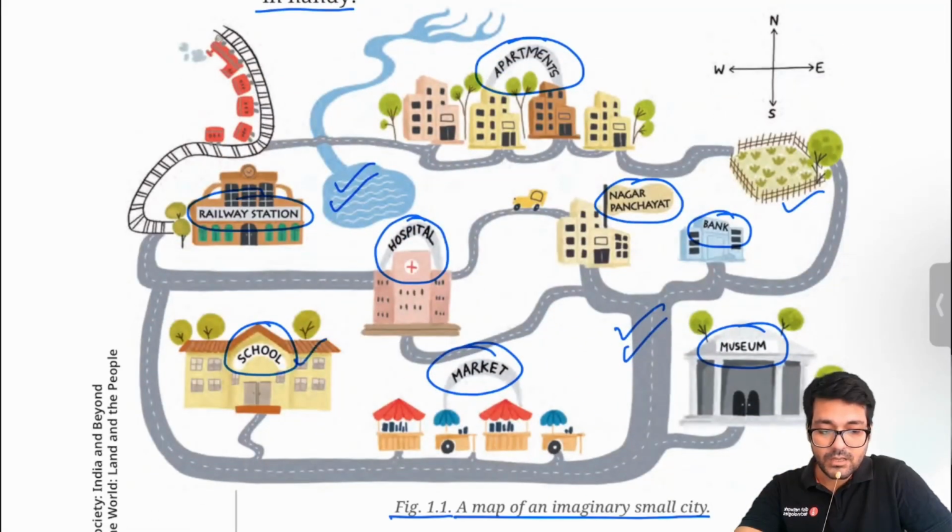You can see school here, museum here and public garden here. If you want to go from railway station to the bank, then you can follow this path, or you can go via Nagar Panchayat, or you can follow this route. Similarly, if you want to go to market from bank, then you can follow this path.